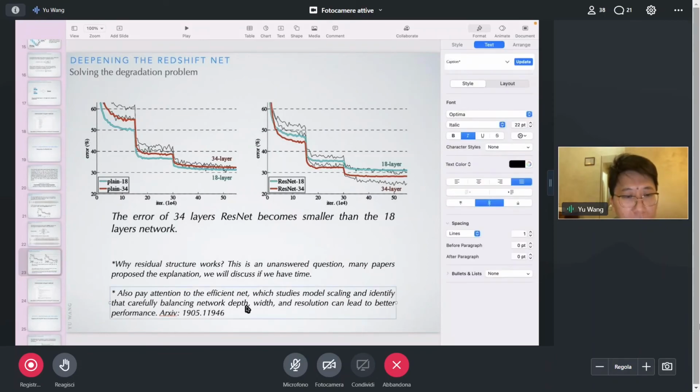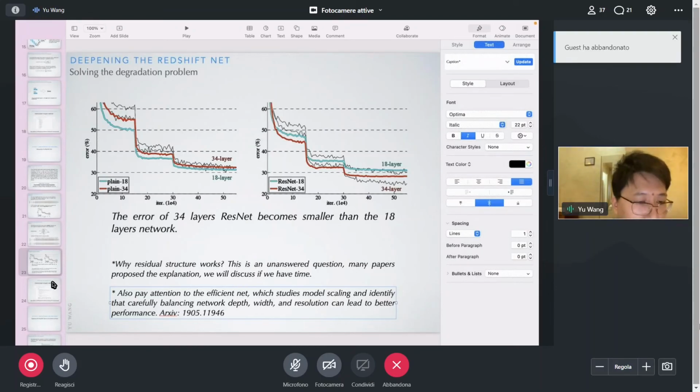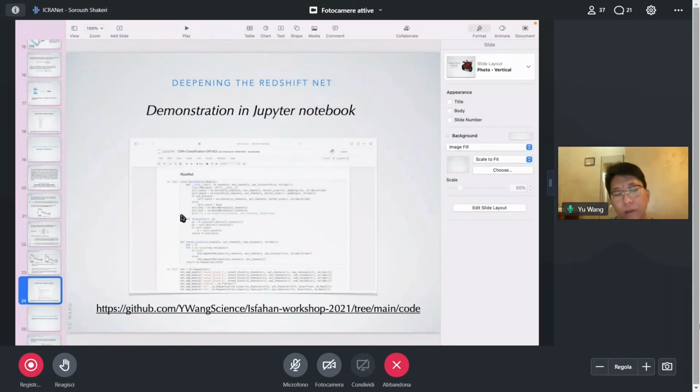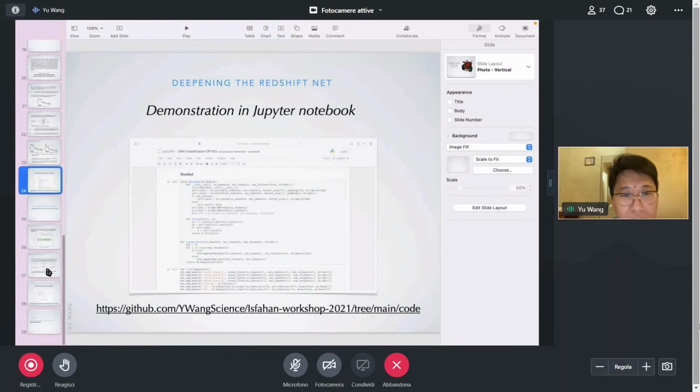Also, I want to ask the listeners to pay attention to EfficientNet. You see here, this ResNet only goes deeper, but EfficientNet also considers scaling and balancing the depth, width, and the resolution. All of this makes the net bigger, but I need to carefully optimize the size.